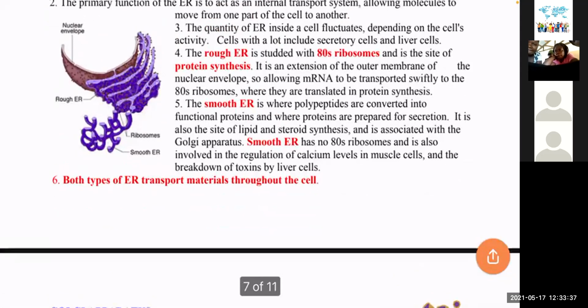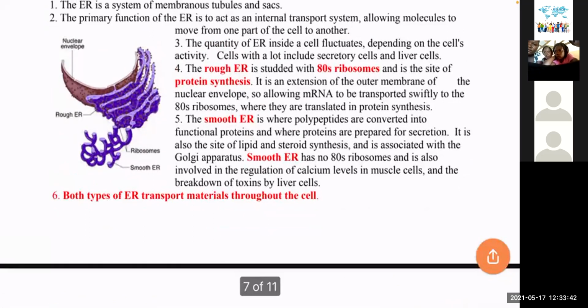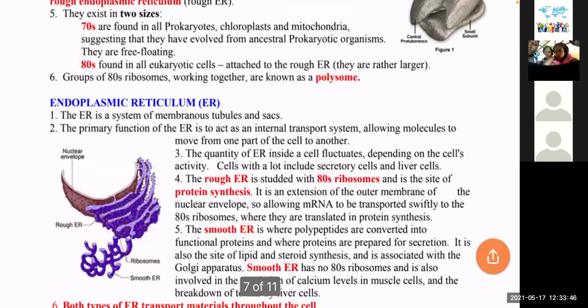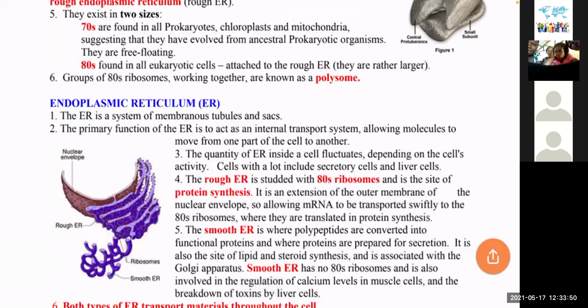Someone tell me, what is one common function of both the smooth and rough endoplasmic reticulum? Just this one common function in the cell.